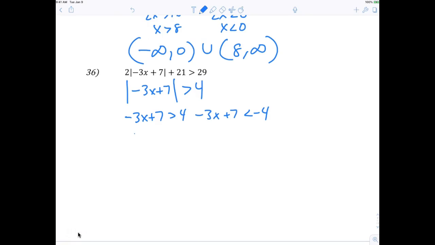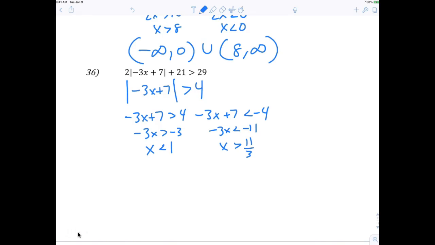So now, negative 3x is greater than negative 3, so x is what? Less than 1. X is less than 1. Next, negative 3x is less than negative 11, so x is greater than 11 thirds. X is greater than 11 thirds. Are we okay with that?